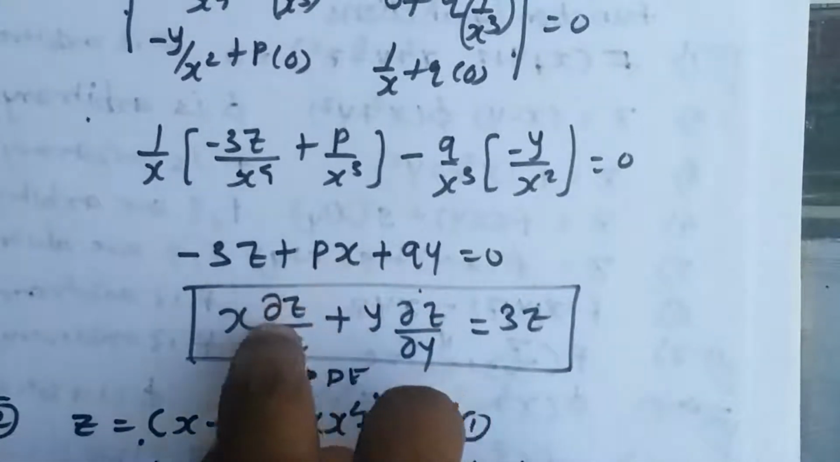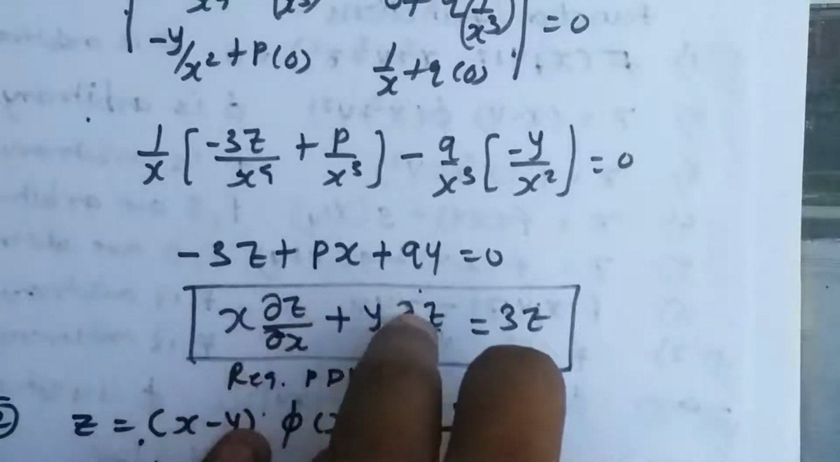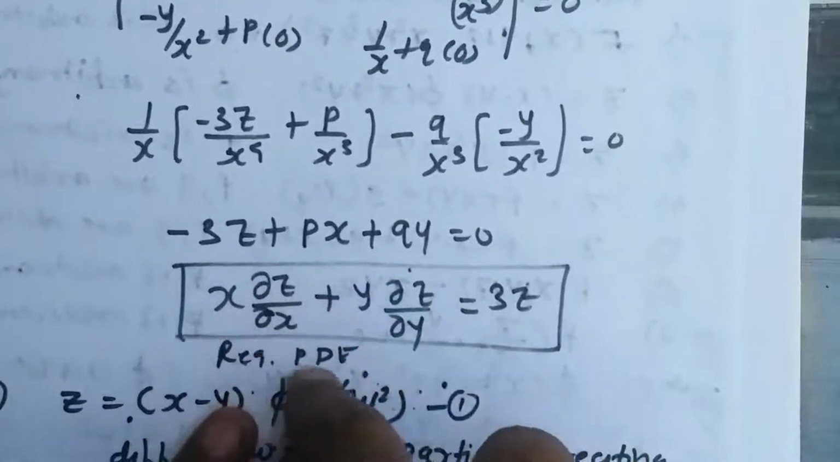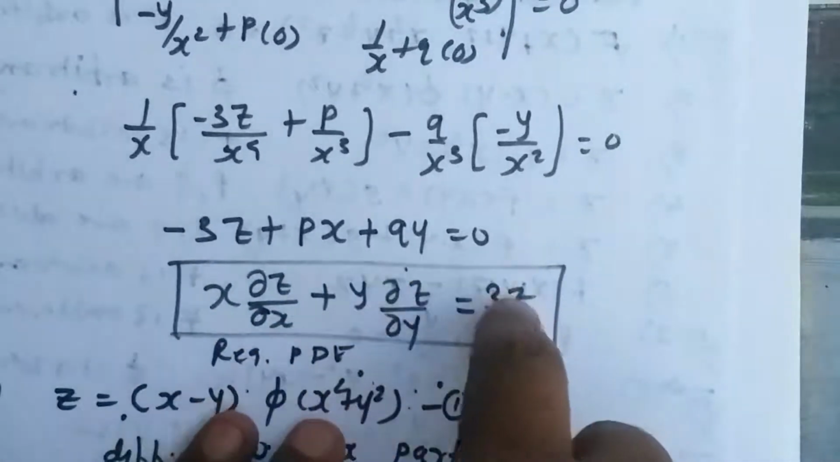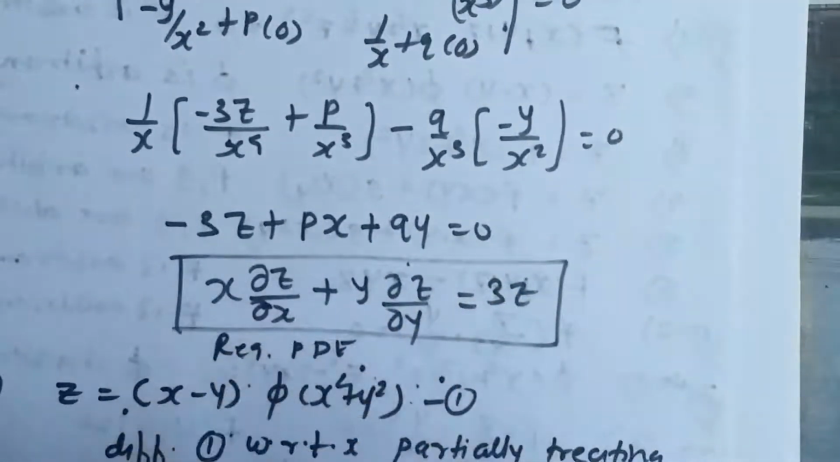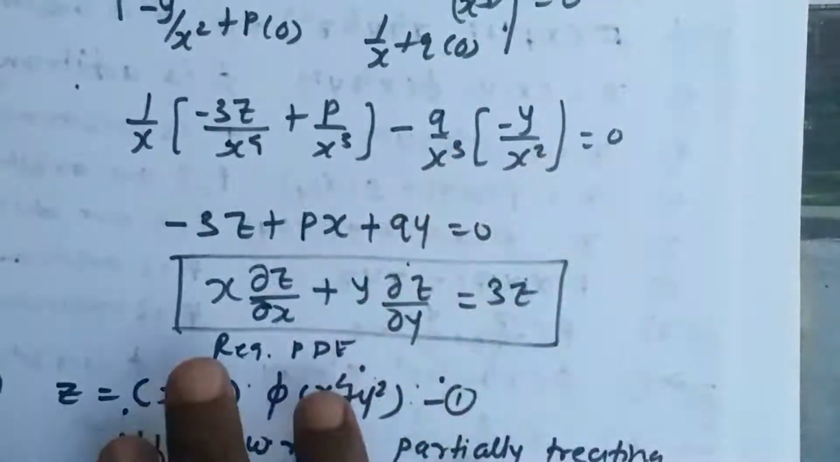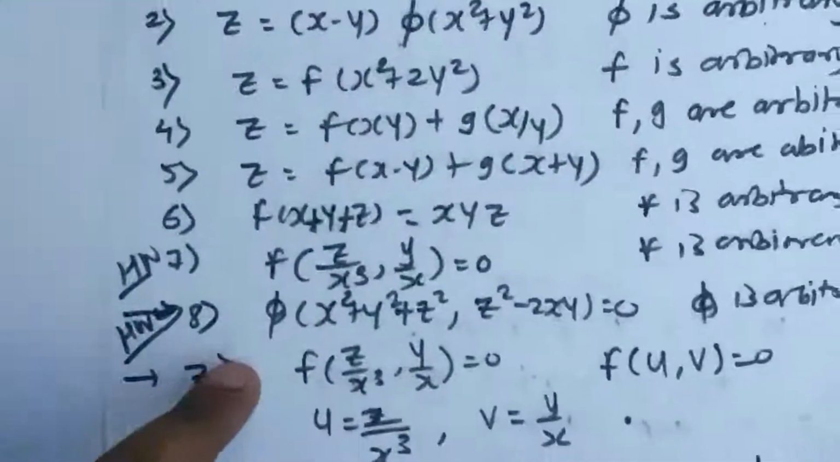And if you write again the values of p and q, which are del z by del x and del z by del y, you'll get the first order partial differential equation, which is free of arbitrary function, and this is your required partial differential equation. Okay, so the same procedure you need to apply for example number 8.